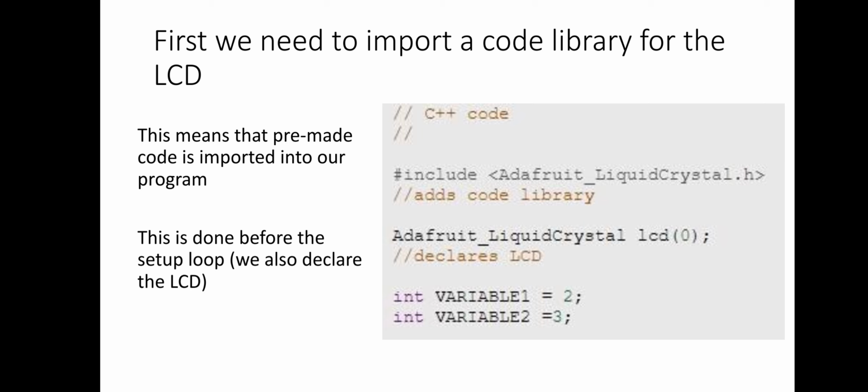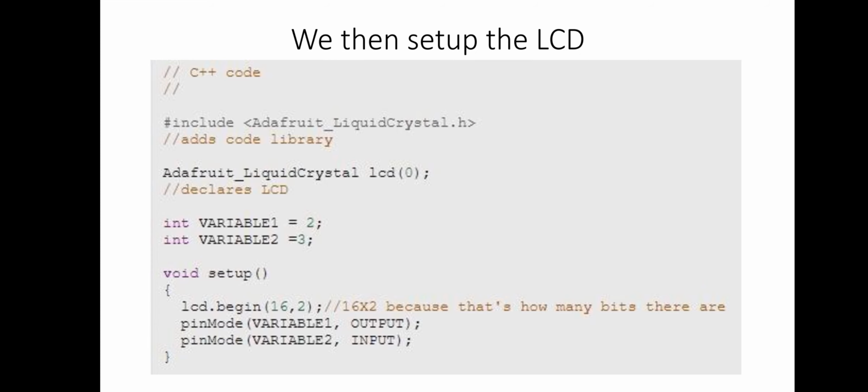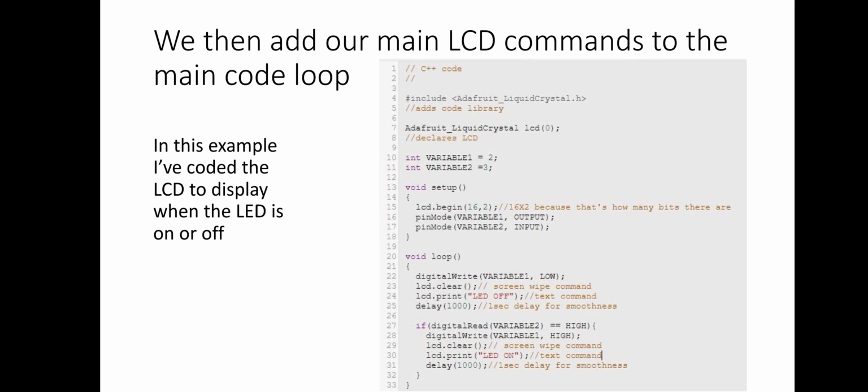And then I need to declare my LCD, so you can see that in the Adafruit_LiquidCrystal and so on, that declares my LCD. We then set up the LCD, so in void setup, lcd.begin(16, 2), and I've done that because 16 by 2, that's how many characters, or not pixels, sorry, how many bits there are in the LCD.